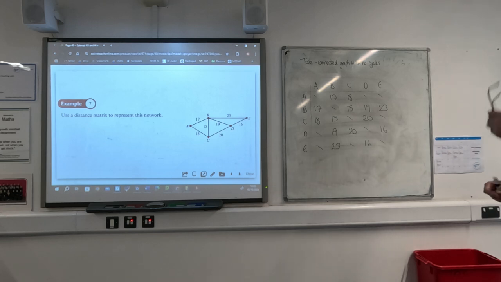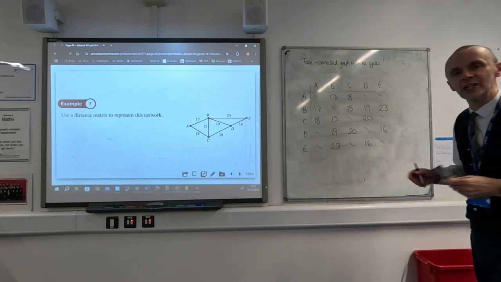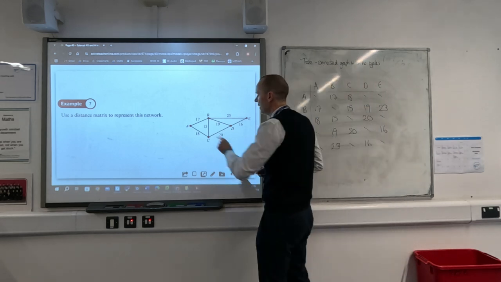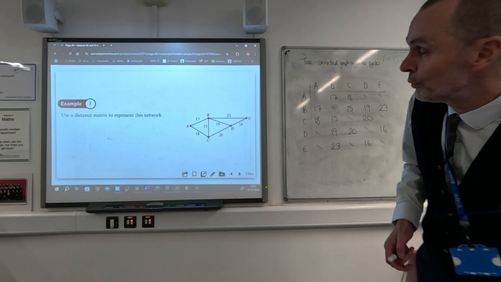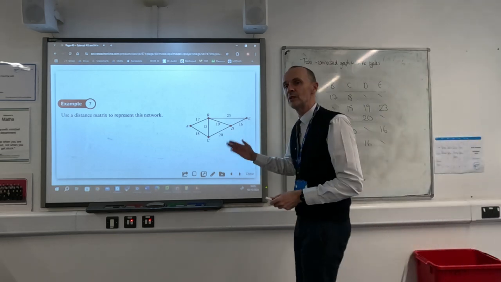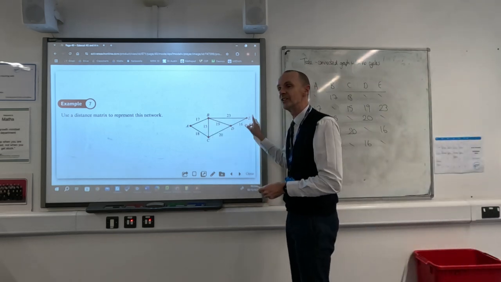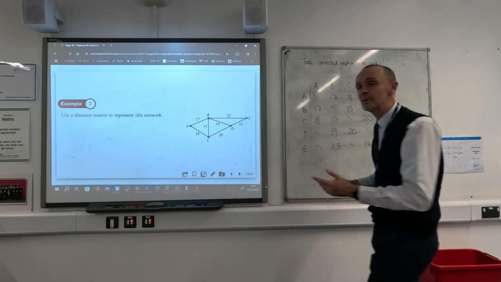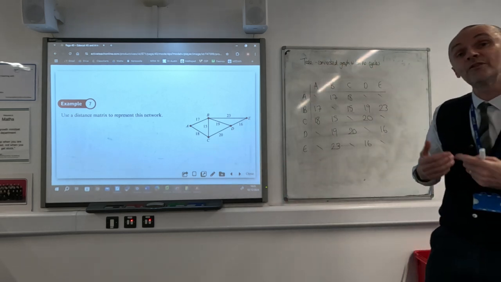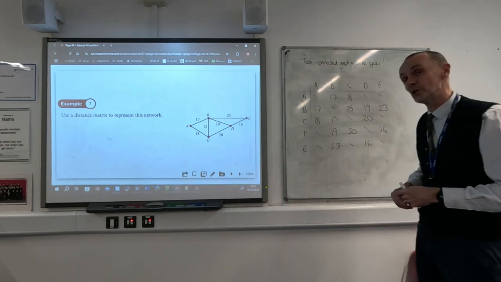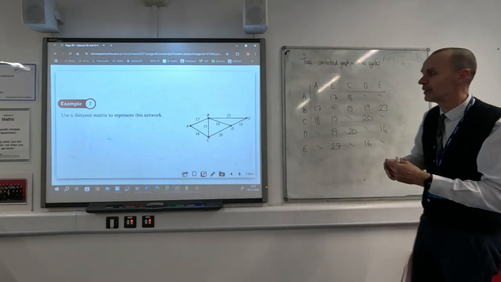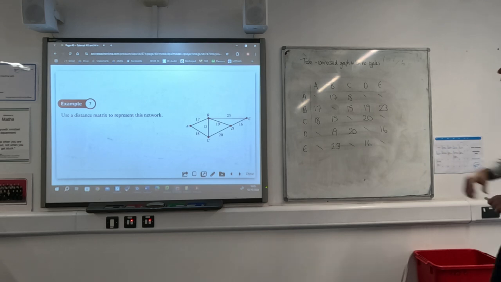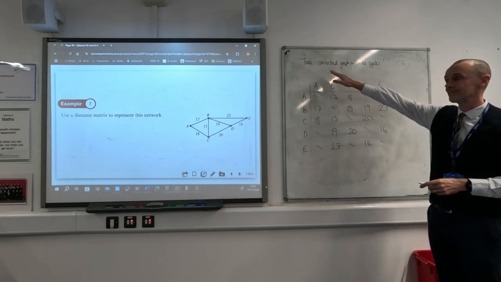Now, let's imagine that we've got these 5 places, and we've worked out that if we were to build roads between those 5 places, these are the distances. And what we want to do is connect these places in the most efficient way. So these roads aren't built yet, it's just the theoretical cost, the theoretical distance. What we want to do is design a tree.